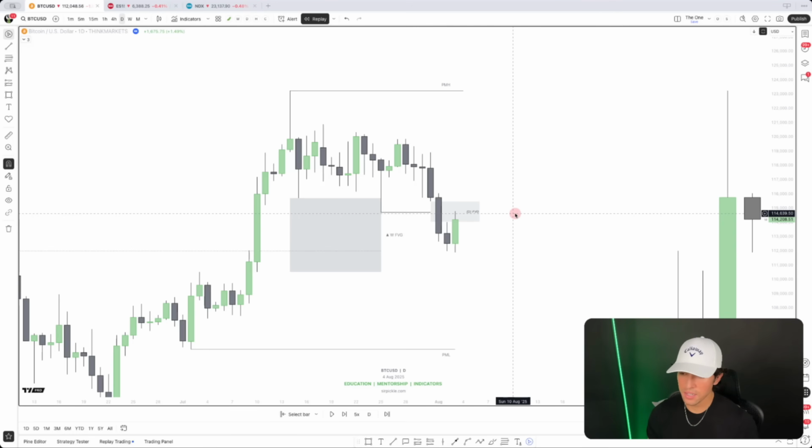And what we see here on the daily is that there actually is currently bearish daily order flow. Remember, swing high, swing low with a fair value gap in the middle, the most recent one.